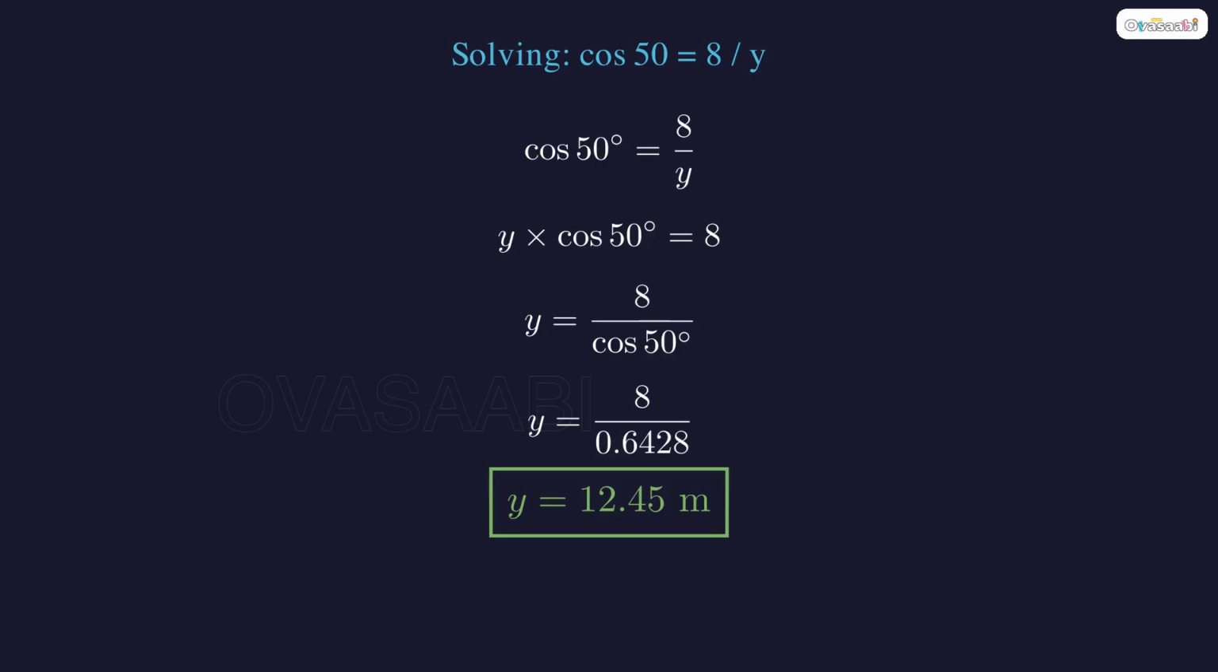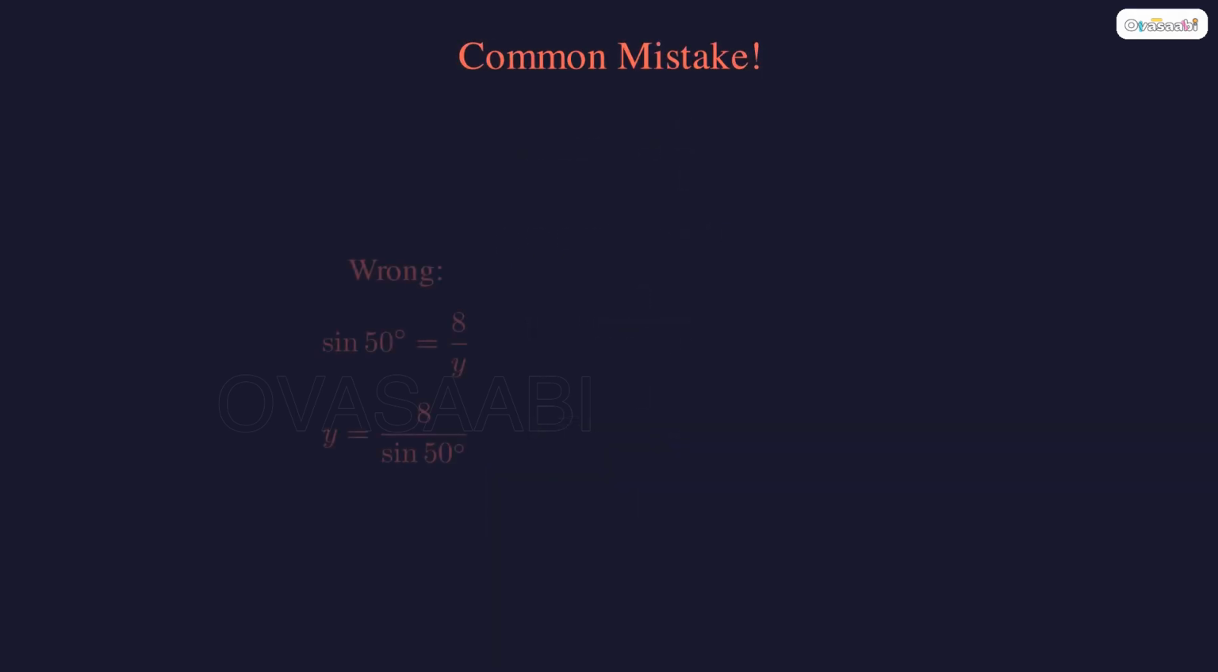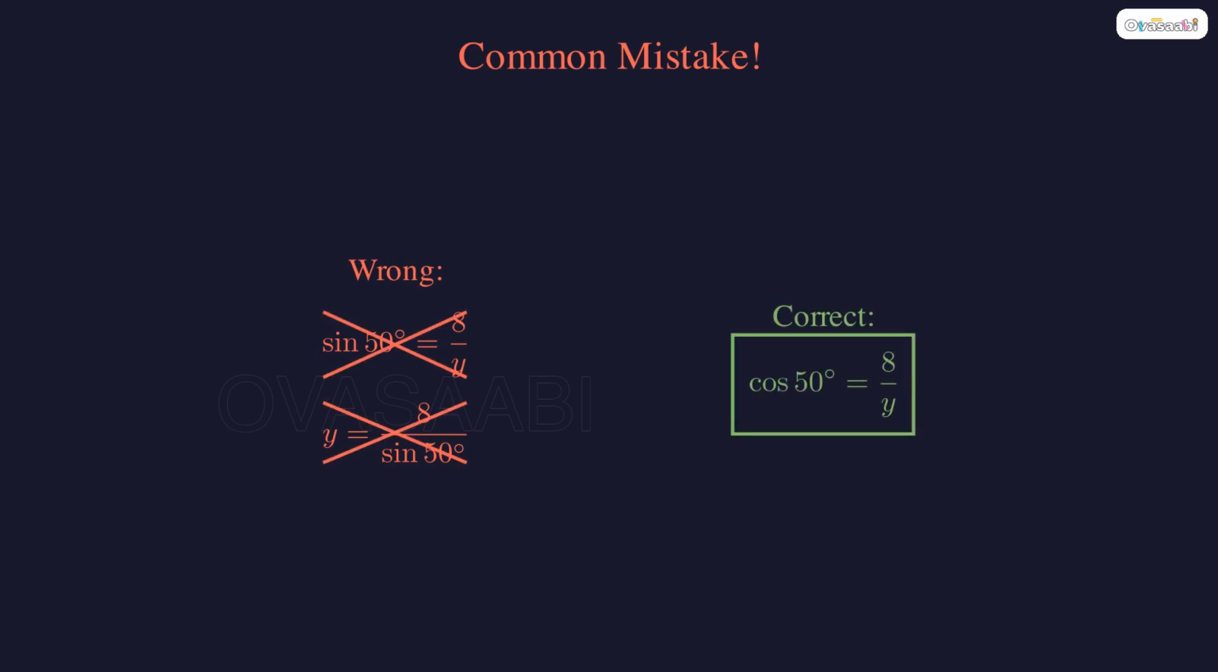We know adjacent and want hypotenuse, so use cosine. Cos 50 equals 8 over y. Rearrange. Y equals 8 divided by cos 50. That gives 8 divided by 0.6428, which is 12.45 meters.